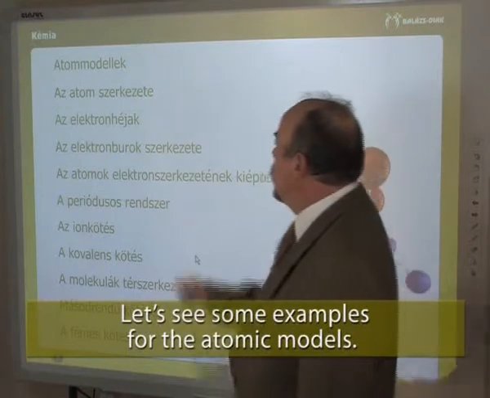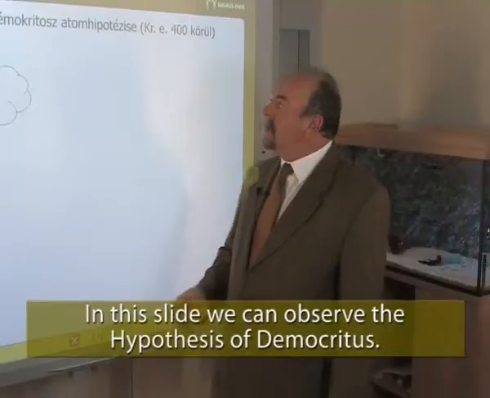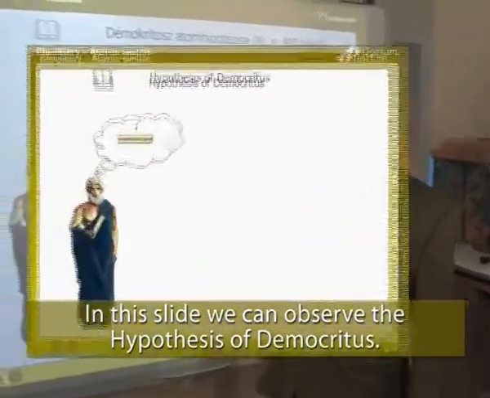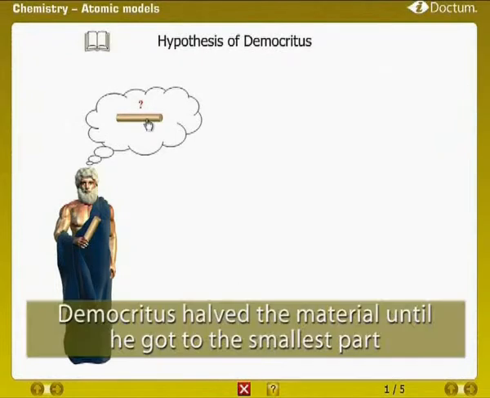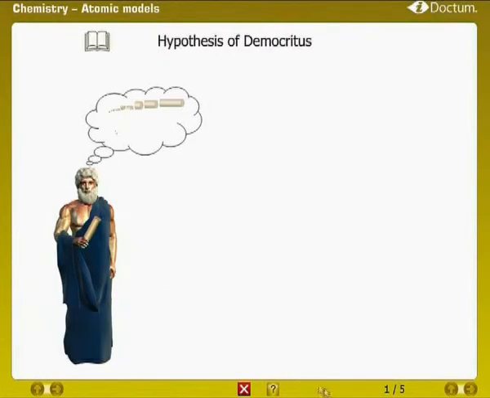Let's see some examples for the atomic models. In this slide, we can observe the hypothesis of Democritus. Democritus halved the material until he got to the smallest part that he couldn't halve anymore. He called this part atomos.